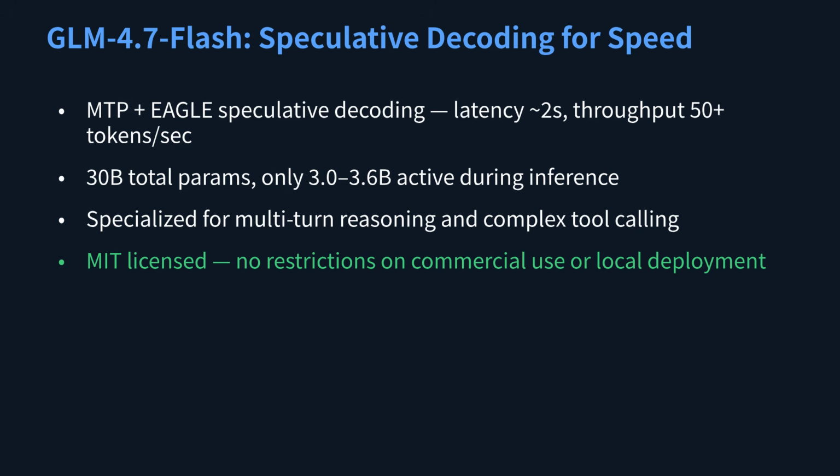GLM-4.7 Flash's biggest architectural trick is speculative decoding. It uses a combination of multi-token prediction and the Eagle algorithm to dramatically reduce the time it takes to generate each token. In practice, this means you get latency of around 2 seconds for the first token, and a throughput of over 50 tokens per second. For an agent that's calling tools and running code in a loop, that speed difference is enormous. It's also MIT licensed, which means you can use it commercially without any restrictions.